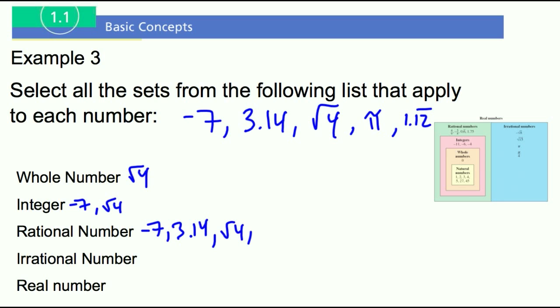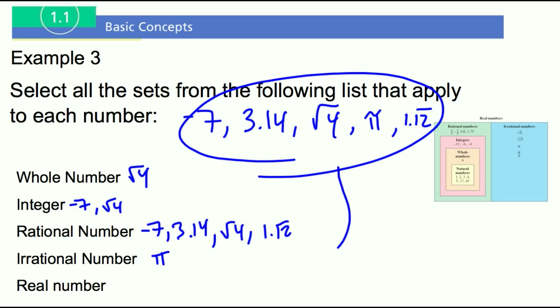How about pi? Remember, pi is a decimal, but it neither repeats nor terminates. And then 1.12 is a repeating decimal. Irrational is the only one going to be pi. And all of these numbers are real. For this class, we're going to be talking about just real numbers. We'll get into complex numbers later on.